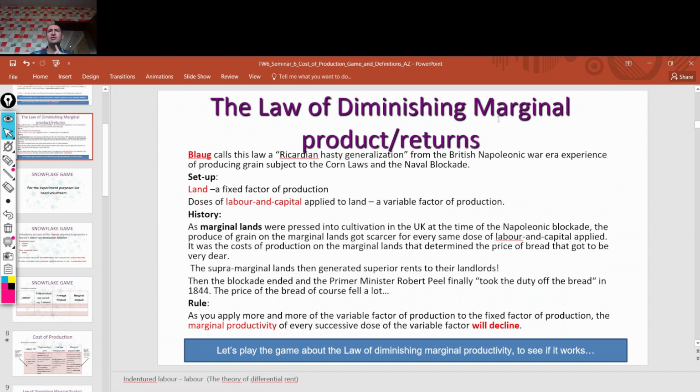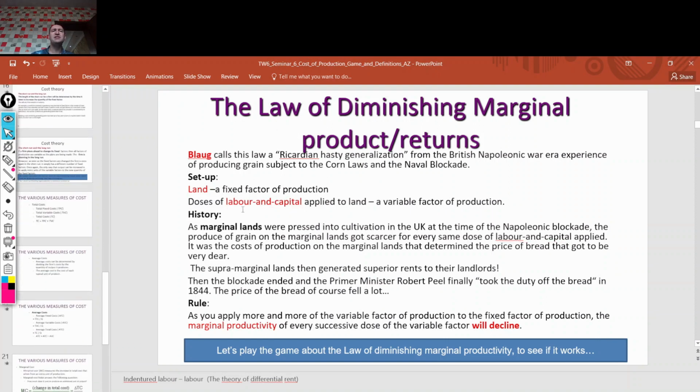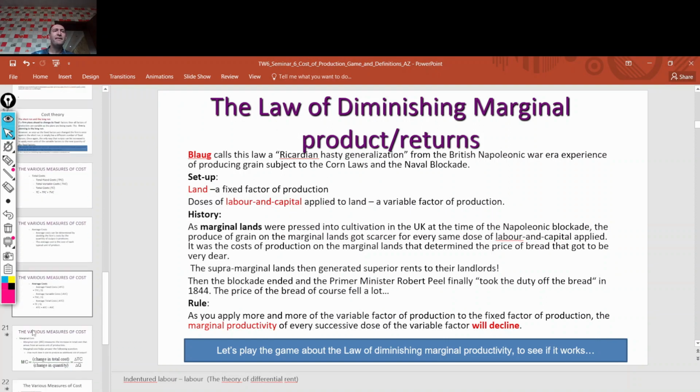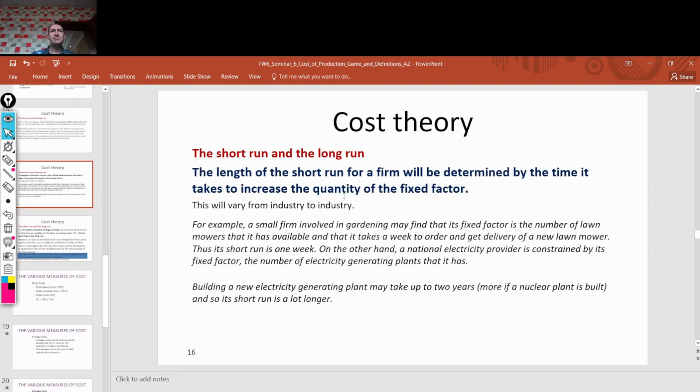This law applies not in the very short term, not in the long term. It's a law applicable to the short term of economic analysis when some factors are fixed and some factors are variable, right? Some are fixed, some are variable. That's when the law applies. That's why we play the game in the short term only. Right, so I have some slides about the short term, long run, short run.